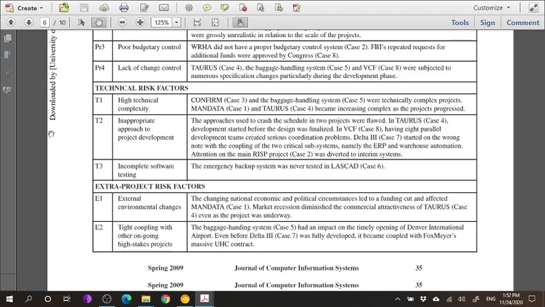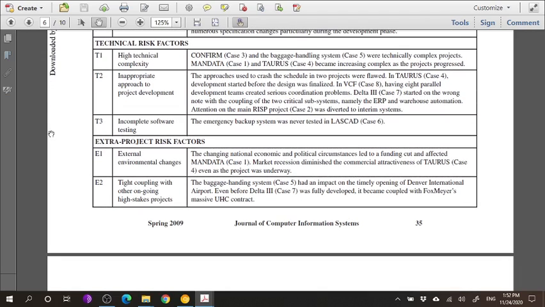So let's look at some technical risk factors. In the technical risk factors, we are going to refer to the high technical complexity of some of the cases. Case 3, case 5, case 1 and case 4 are all very complex projects, and especially case 3 and case 5 were already technically complex projects to begin with. The baggage handling system was not a simple thing, neither was the ConFIRM project. The Mandata case 1 and Taurus case 4 became complex as the projects were progressing and new things were added.